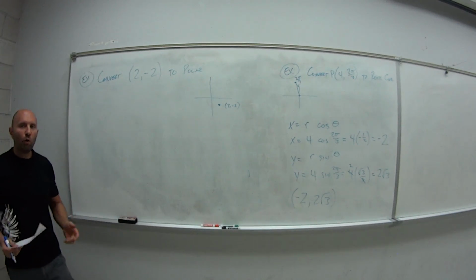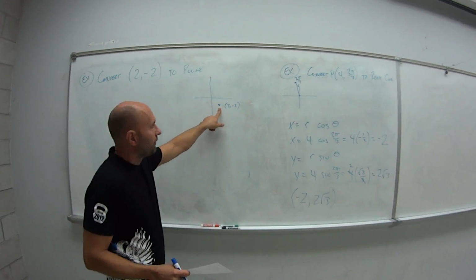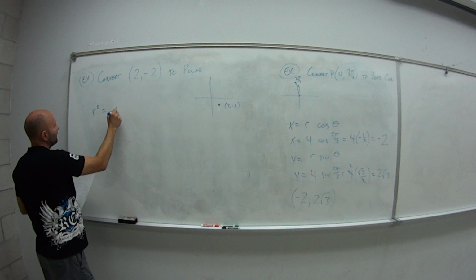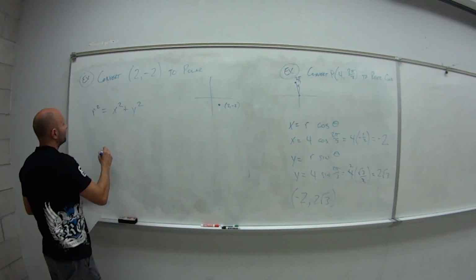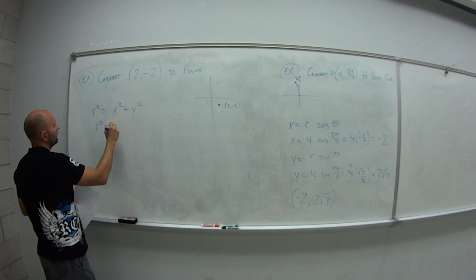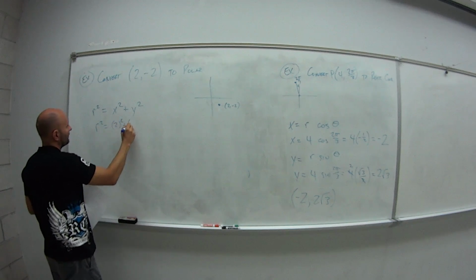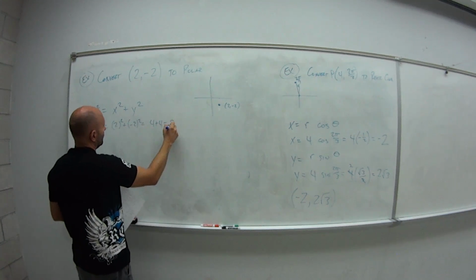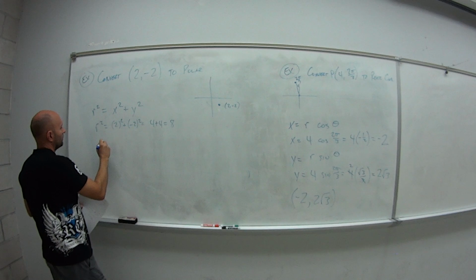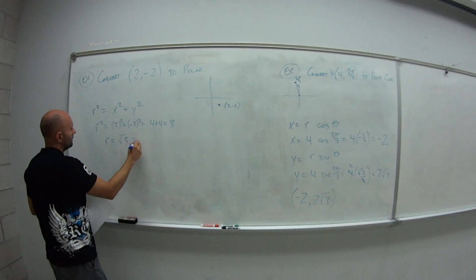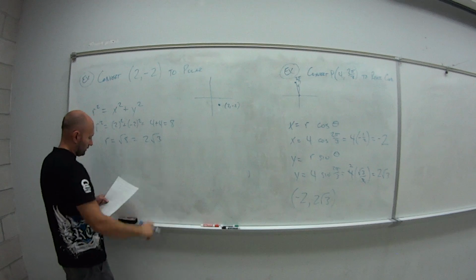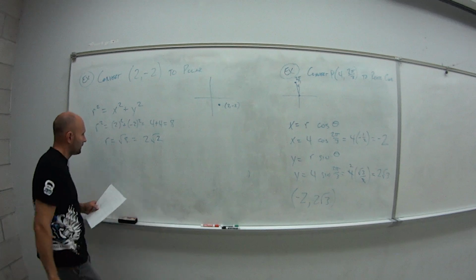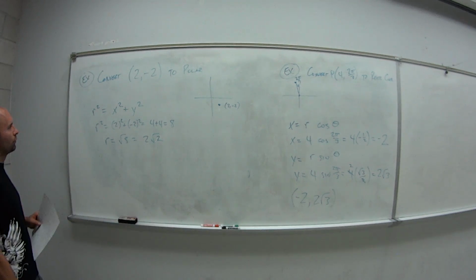So I want to find the polar coordinates for that point there. First off, I need my r. And I know r squared is x squared plus y squared. So r squared is 2 squared plus -2 squared, which is 4 plus 4, which is 8. That's my r squared. So r is the square root of 8, which is the same as 2 times the square root of 2. So my radius is 2 square root of 2.